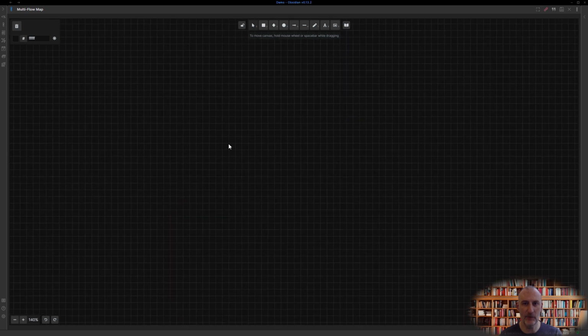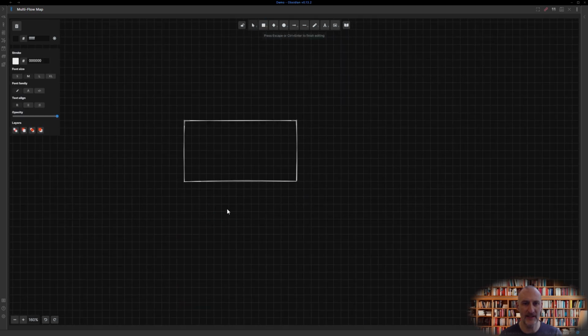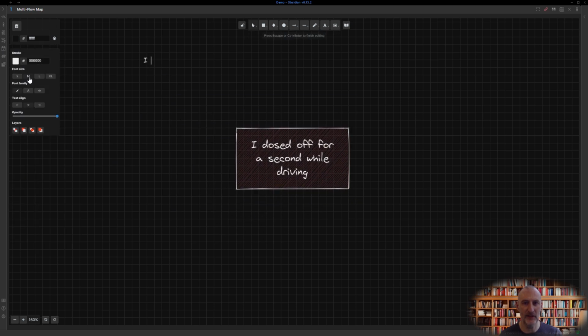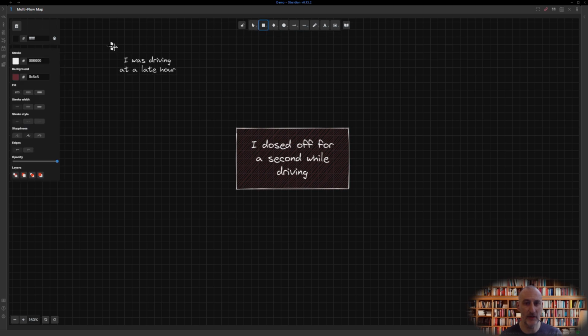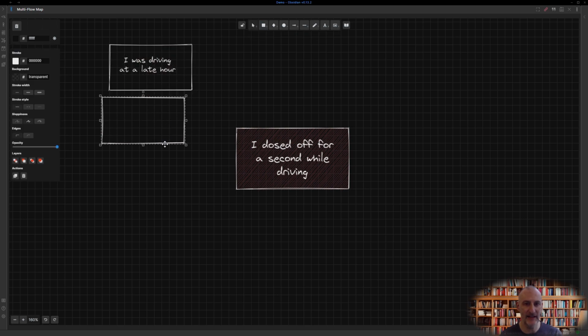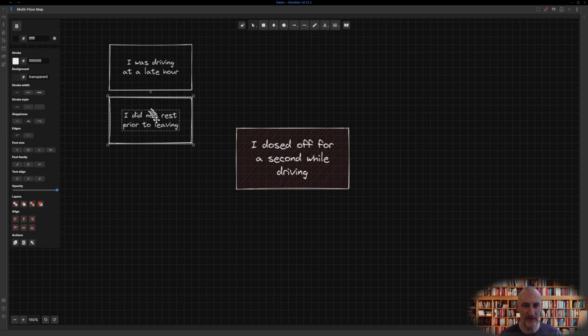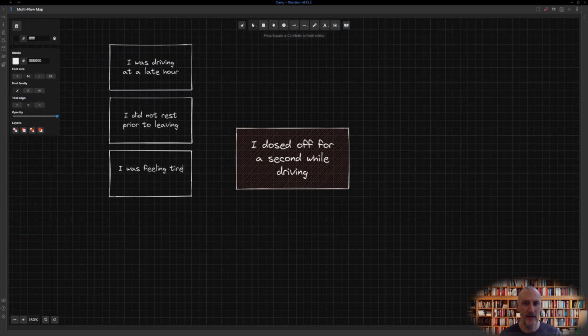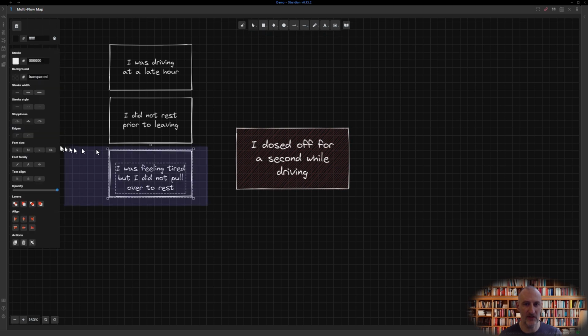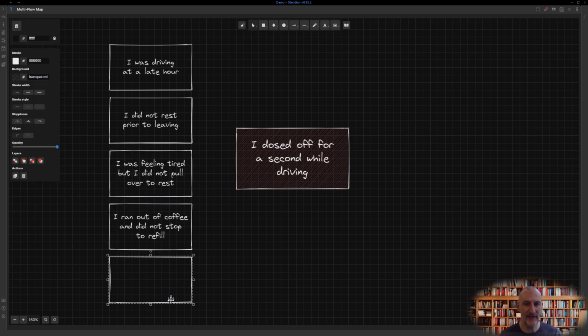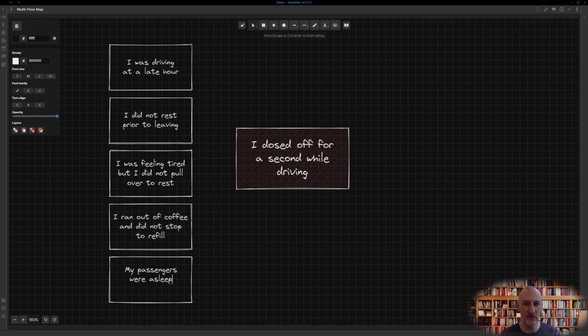Use the multi-flow map to understand the causes and effects of an event or to predict possible outcomes of a situation. Imagine, for example, that you dozed off for a second while driving and wanted to understand why this happened and what could have been the consequences. There are a number of reasons that may have led to the event, such as driving at a late hour, not having rested before the trip, feeling tired but not stopping for a rest, having run out of coffee, and having passengers who have also fallen asleep.